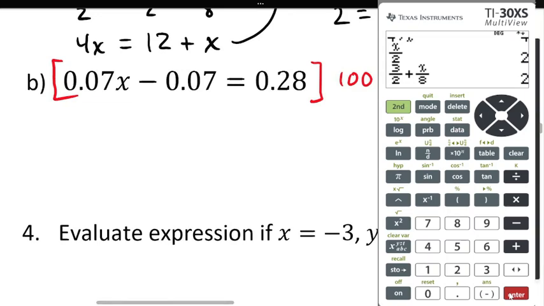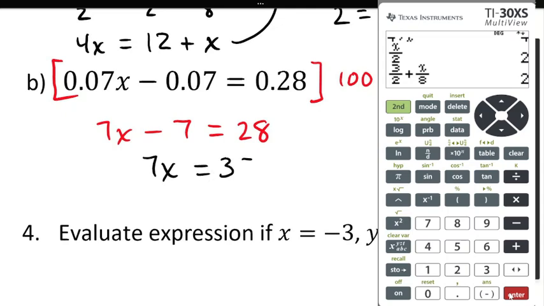Over on the left-hand side, 0.07 times 100 is just going to become 7x minus 0.07 times 100 is going to be just 7, and then that's going to equal 28 times 100 is 28. Now, I know that step is not necessary, but I think what we have now is much easier to look at than what we started with. The next thing I'm going to do is go ahead and add a 7 to each side of this equation. So if I've got my number 28 and I increase that by 7, I'm looking at 35. So this becomes 7x is 35.